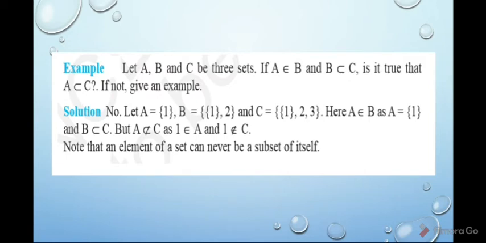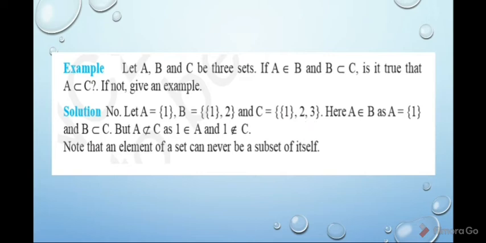The answer will be no. Why? Suppose I am considering A as a singleton set containing one element 1, and B contains the singleton set {1} and 2. Look at the B set carefully. B contains the singleton set {1} and the element 2. C contains the singleton set {1}, then 2, then 3. 2 and 3 are simple digits, they are not sets.